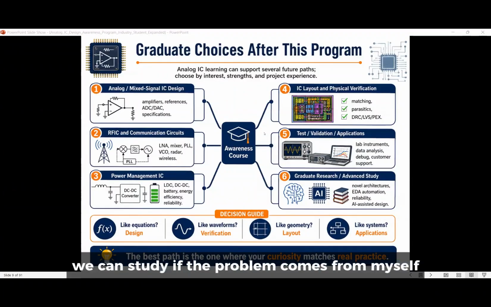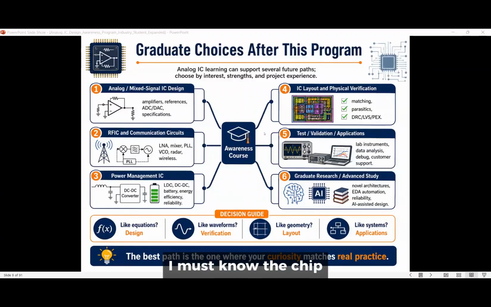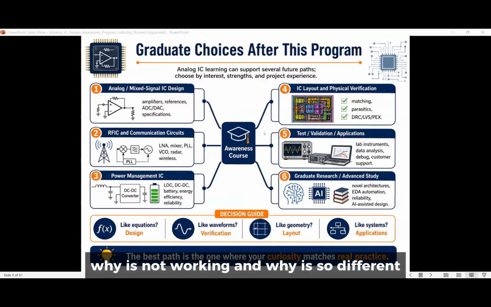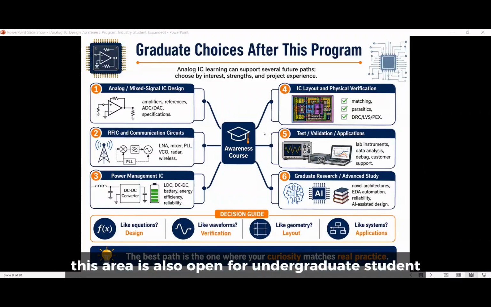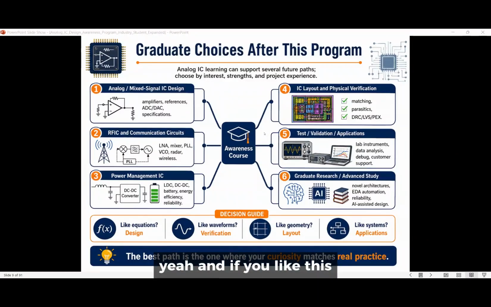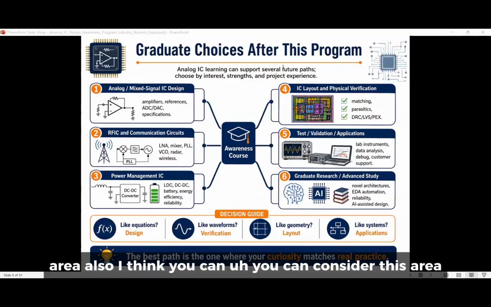So from this way, we can study if the problem comes from myself or from the chip. If the chip is not working, is it my problem, or is the chip just not working? So I must debug this. I must know why the chip is not working and why it's so different. Yeah, this actually needs lots of time. Also, 10 years ago, I think this area was also open for undergraduate students. If you like this area, I think you can consider it.